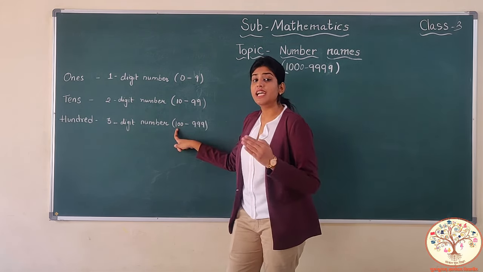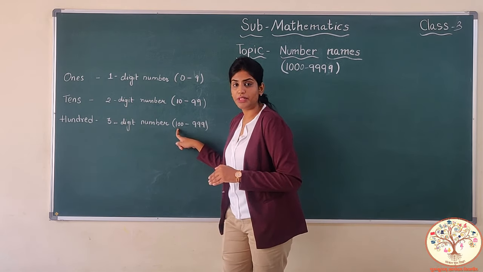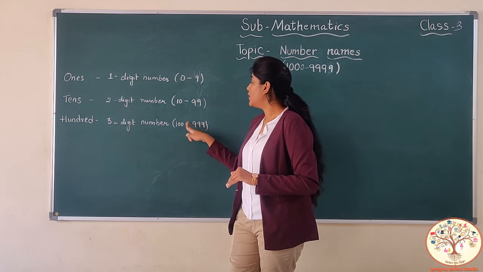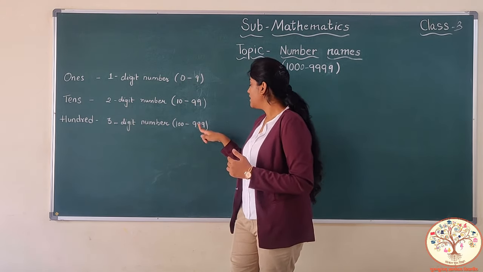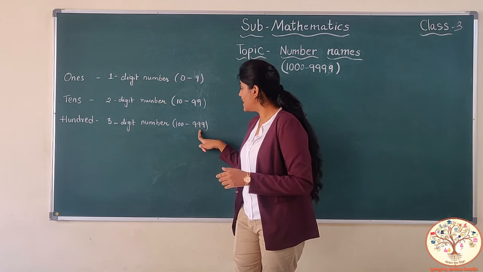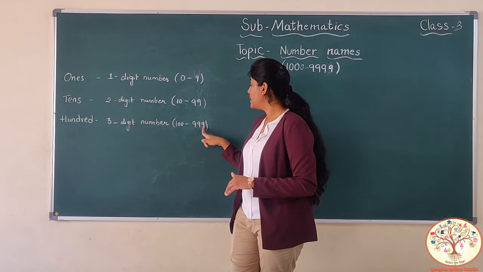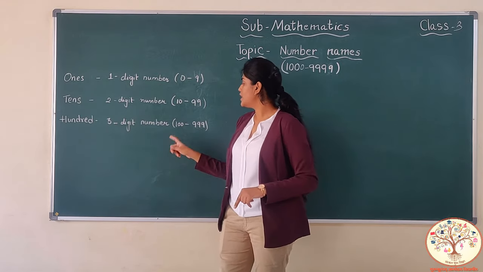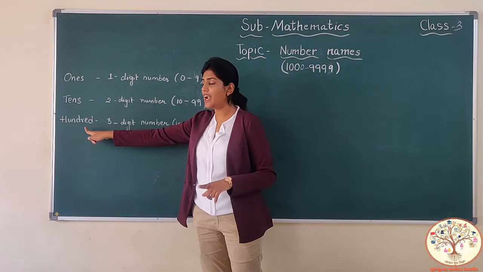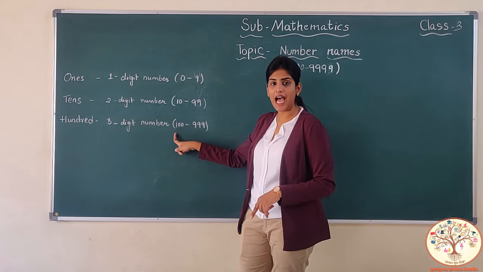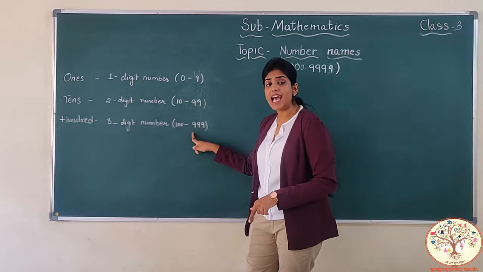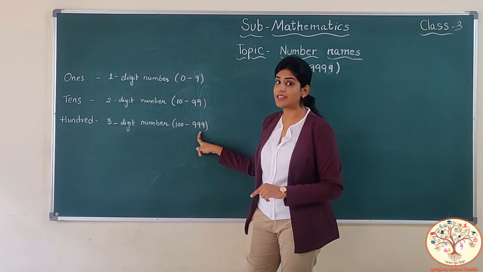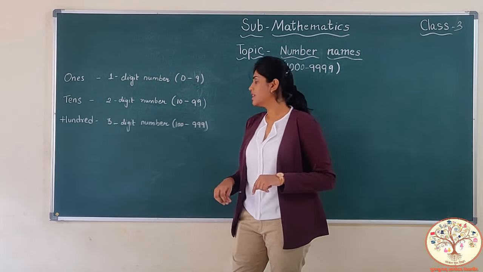100. And here the three digit numbers start, and 100 is the smallest three digit number. When it goes on continuing, the largest three digit number comes, that is 999, and the place values for three digit numbers are ones, tens, 100. Now let's add 1 to the largest 3 digit number, that is 999, and see what comes next.